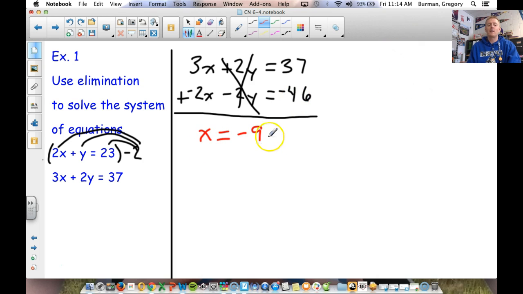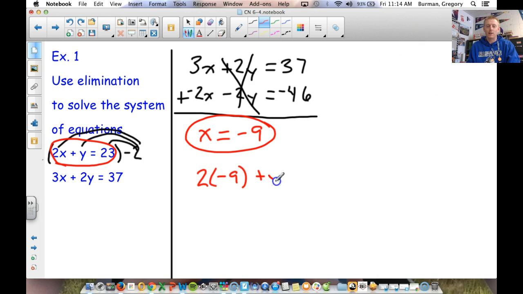When we have a negative 9 for our x, just like we did before, we're going to substitute that back into one of the equations. It does not matter which one. I'm going to choose this original equation to substitute back into because it looks like it's going to be easiest for me to solve for y, because y is pretty much by itself already. So it'll be one less step for me. I'm going to have 2 times negative 9 plus y is equal to 23.